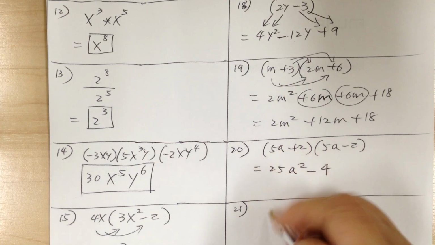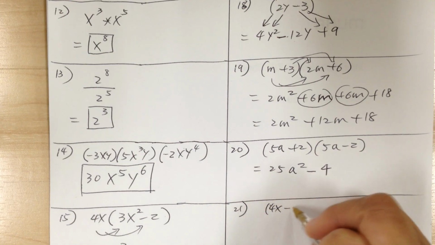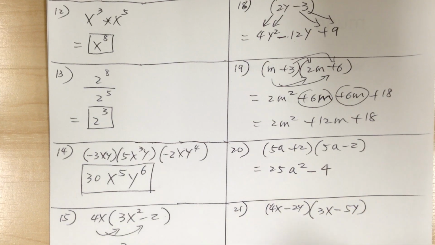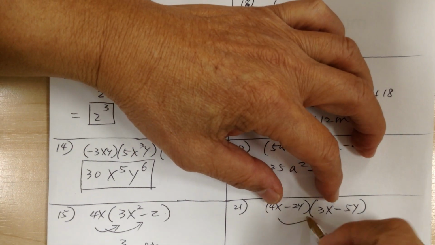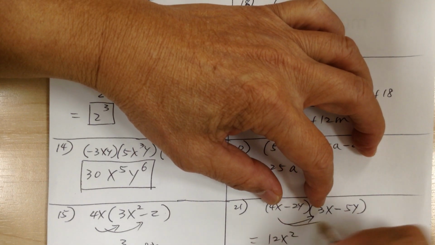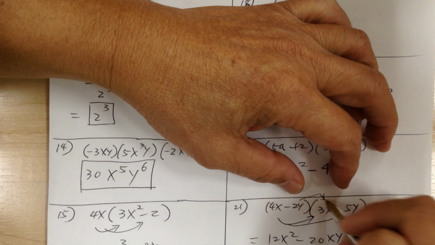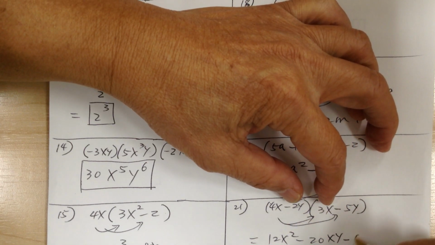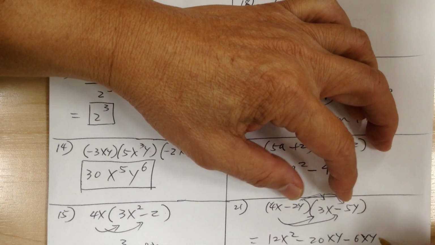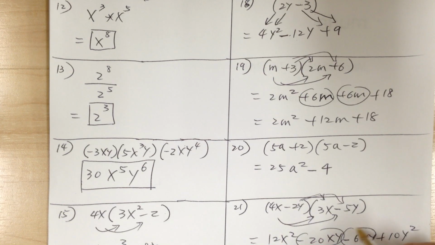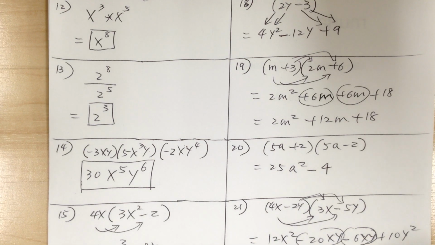Okay, 21. You have 4x minus 2y times 3x minus 5y. Okay, so use your FOIL method. So multiply, so this is equal to 12x squared. So FO, so minus 20xy. Then do the I, the inside term, minus 6xy, and the L will be plus 10y squared. Okay, then after that, combine the like terms. So this will equal 12x squared minus 26xy plus 10y squared.